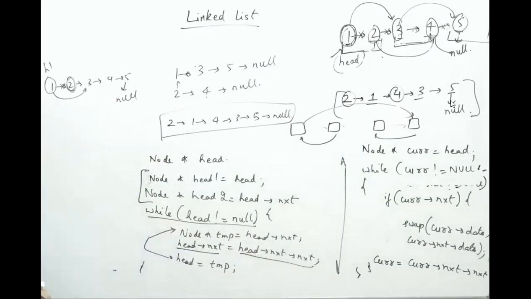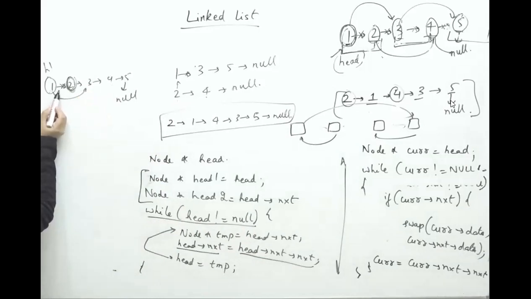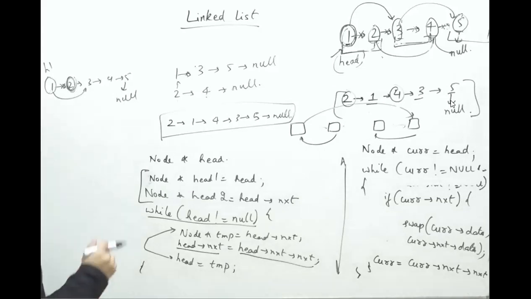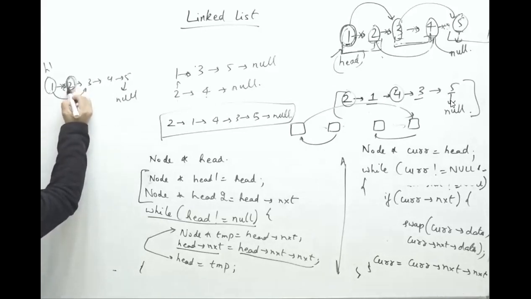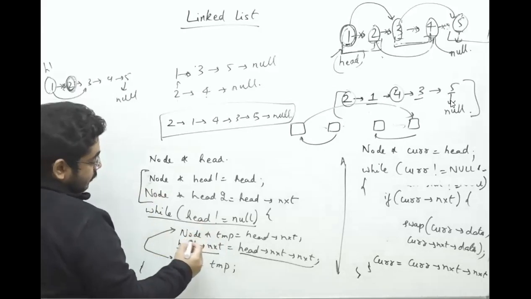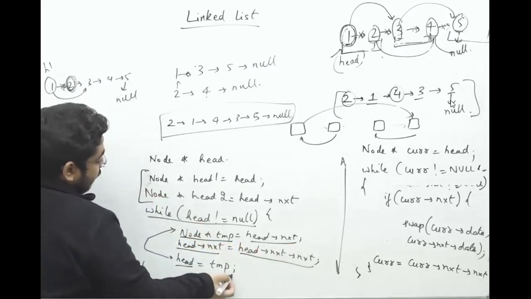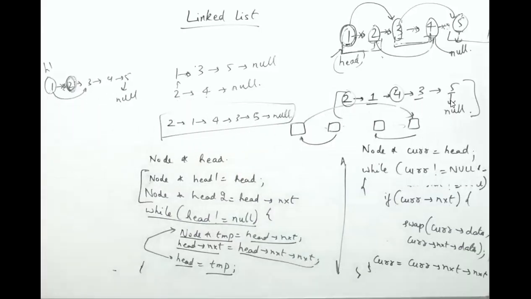Now, once I have replaced this, I need to go to the next one, but I have cut this off. In general, if this connection was there, I would have just written head equal to head's next. I would not need a temp. But because this connection is now gone, to reach this, I need to store this somewhere and then go back to it. So that is what I've done here. I'll store it in a temporary variable and then make my head as temp so that I can continue from this point. Does that make sense now?